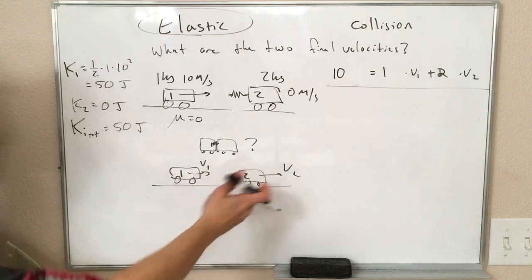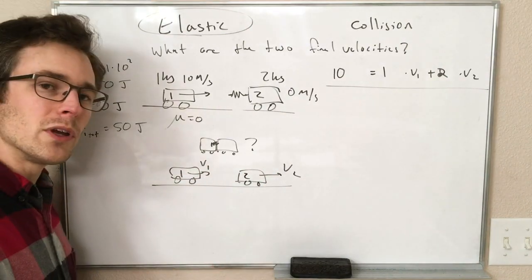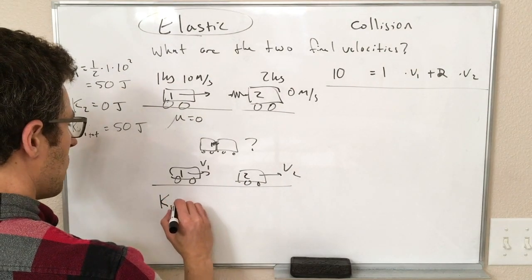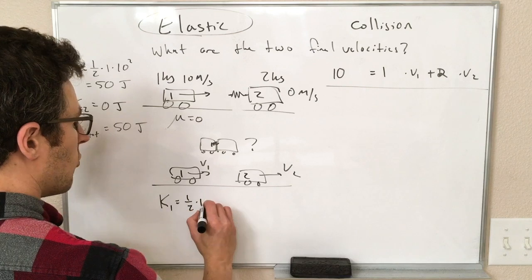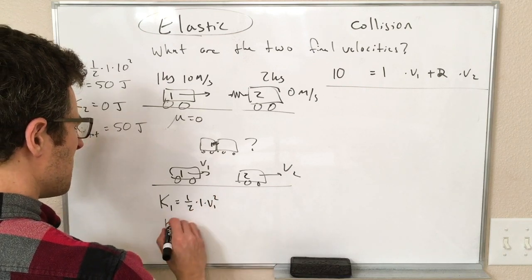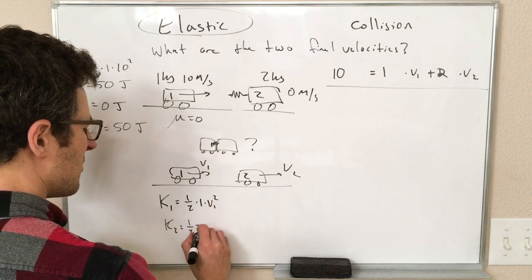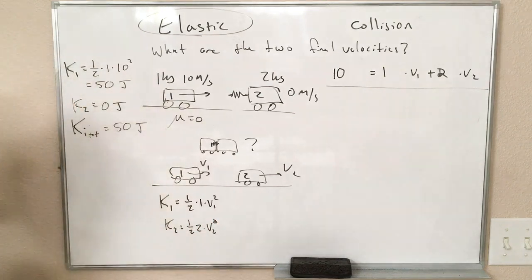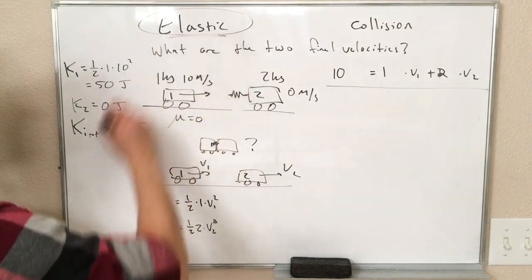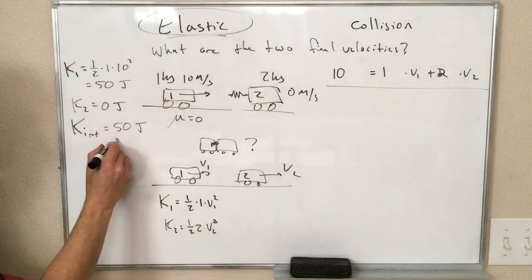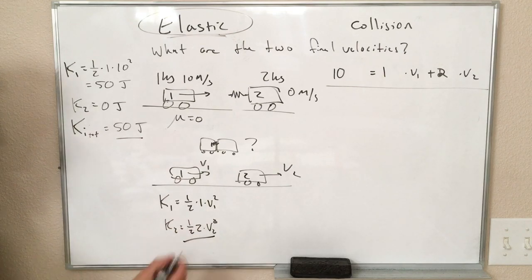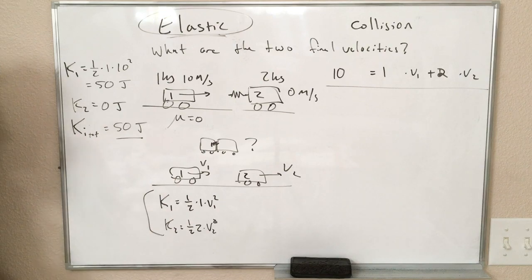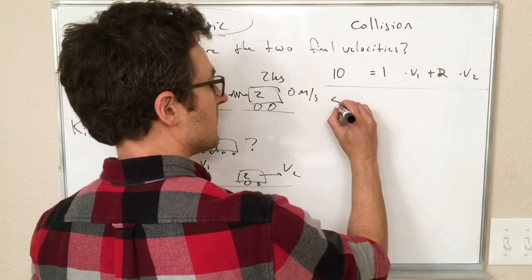All right, what is our kinetic energy at the end? Well, again, we don't know, but we can write it in terms of V1 and V2. K1 is equal to 1/2 times 1 kilogram times V1 squared. K2 is equal to 1/2 m, 2 kilograms, times V2 squared. So if this is elastic and our energy is conserved, that means this has to equal these two added together, the total kinetic energy, which gives us another equation.